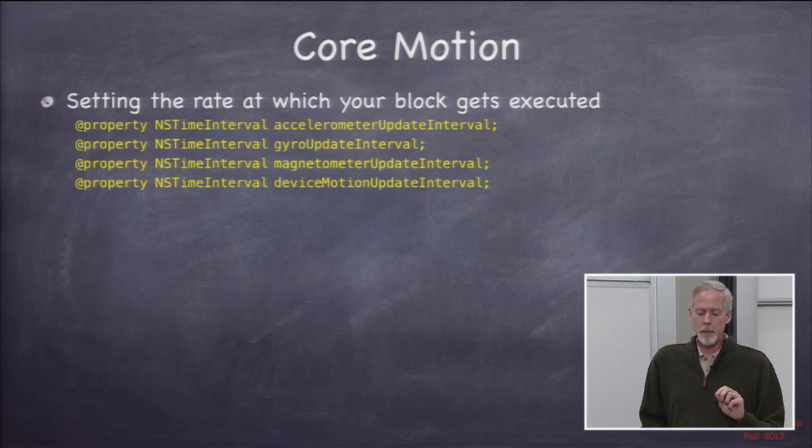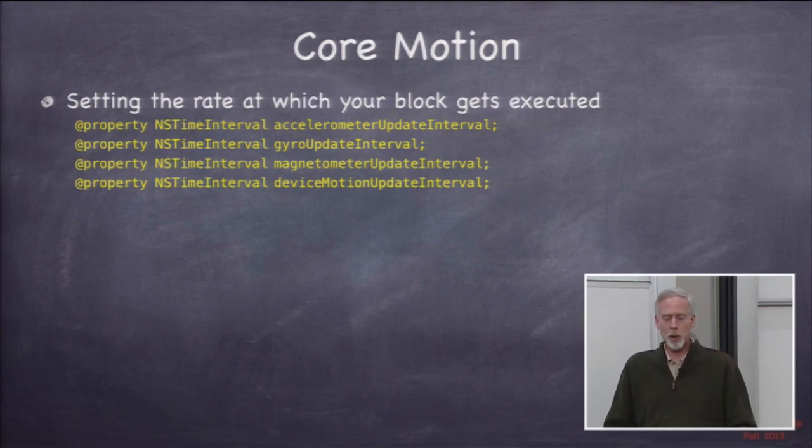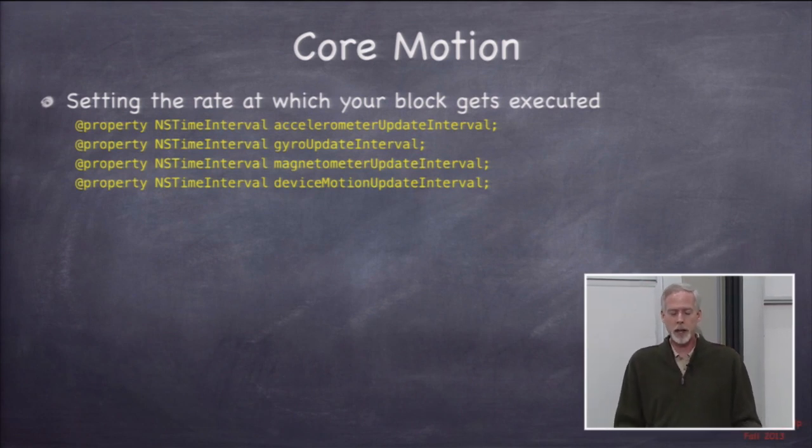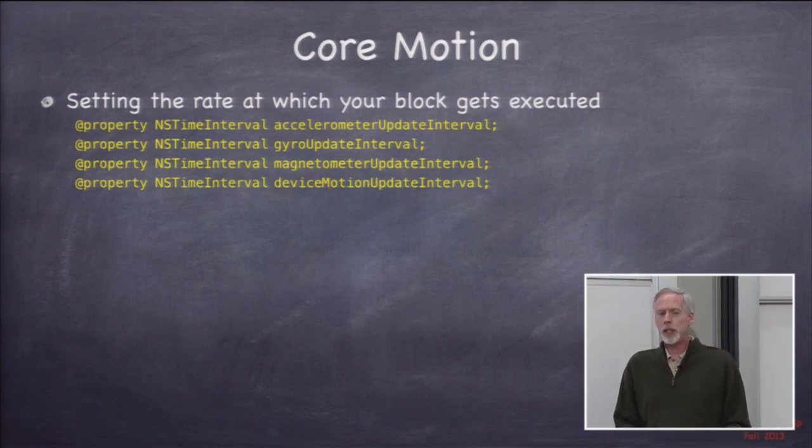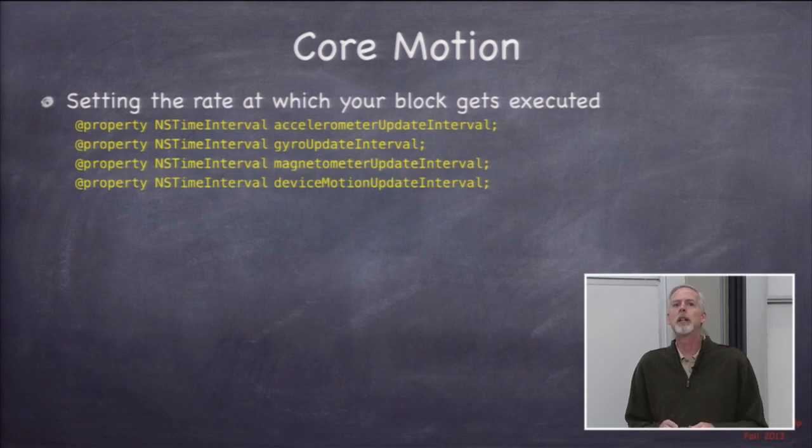How often can these things go? There are limits. These things can't report 1,000 times a second. Probably you couldn't do much with 1,000 times a second anyway. You couldn't respond in the UI or anything to that. I think most of these things are around 60 hertz, 60 times a second, probably about the maximum you're going to get out of them. I don't think the documentation specifically says.